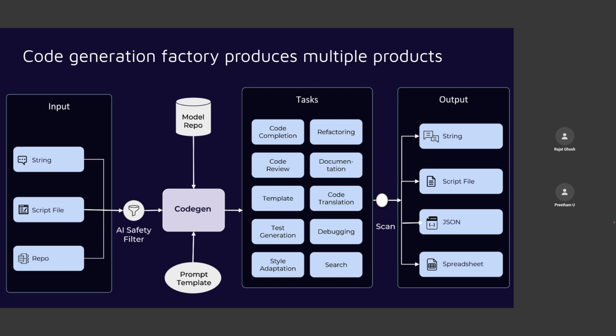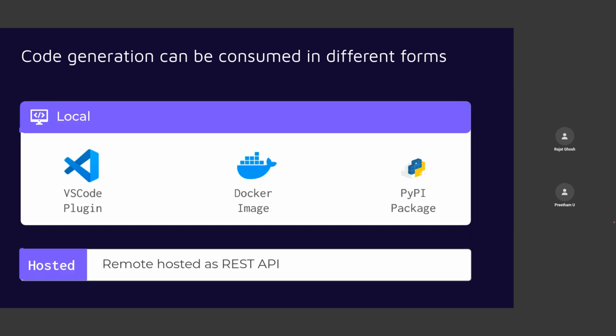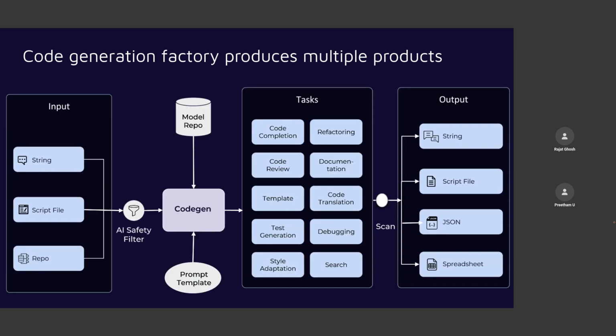And on the consumption side, the input and output side, you can take your input as code in the form of a string, you can put it in a file, put it in the form of some repo, and then on the output side you can get a standalone string. You can get a script file, you can get JSON, you can get a spreadsheet, a whole host of output modalities you can get.